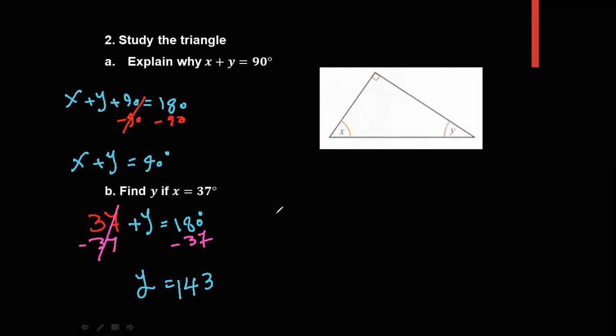I'm sorry, there is a mistake here. It's not 180. I should use 90 here, not 180. I'm so sorry. Therefore, you should cancel 37 for both of the two sides.